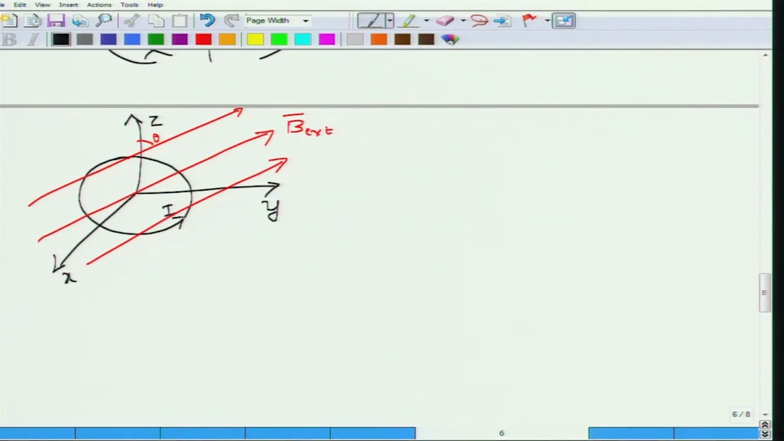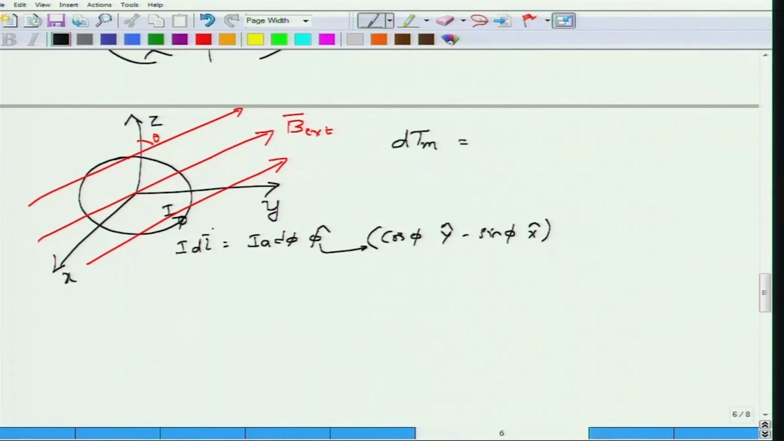Consider any point over here. There is a current going through this, so there is going to be a current element IDL. The current element is IA d phi hat. Of course, I will also replace this phi hat by cos phi y hat minus sin phi x hat in the xyz coordinate system, and then I ask for what is the magnetic torque at this point.